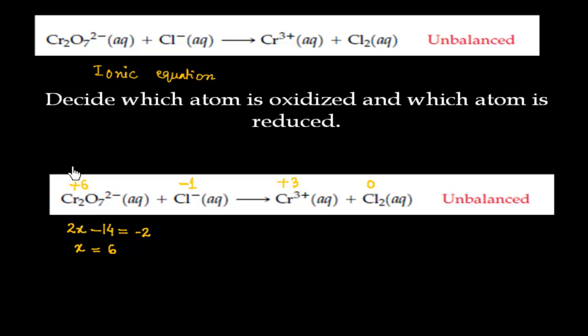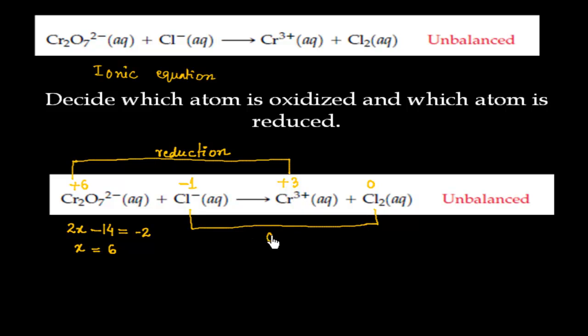If you see the chromium here, its oxidation number is +6, but here the oxidation number is +3. So that is reduction, a decrease in oxidation number. So this is basically reduction. Now let us look at chlorine. Chlorine here has the oxidation number of -1, and here it is 0, that is an increase in oxidation number, and an increase in oxidation number is called oxidation.